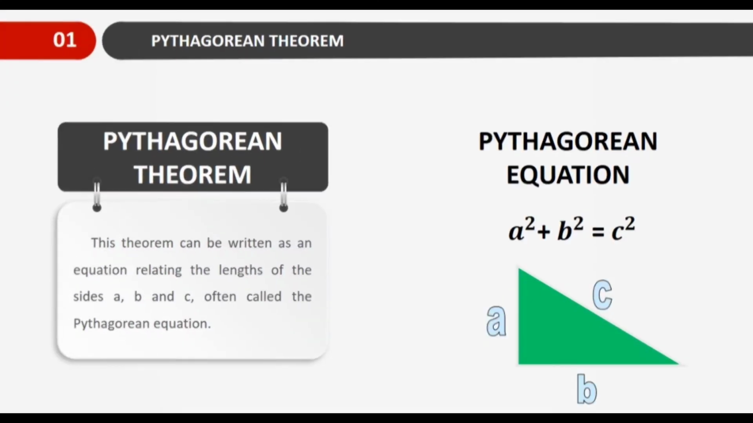So next is the Pythagorean equation. This theorem can be written as an equation relating the lengths of the sides A, B, and C, often called the Pythagorean equation. In the Pythagorean equation, C represents the length of the hypotenuse and A and B are the lengths of the triangle's other two sides.